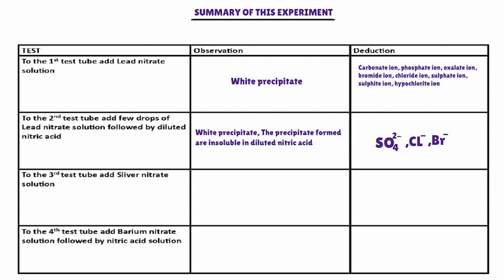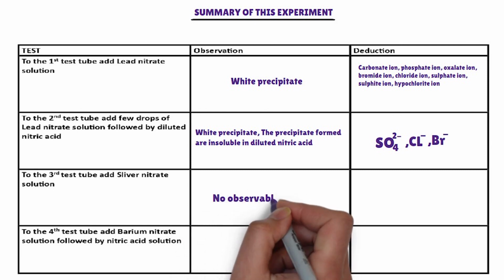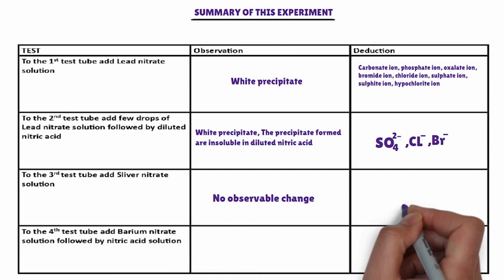In third test tube, silver nitrate solution is added. The anion from the above list that doesn't react with silver nitrate is sulphate ion.